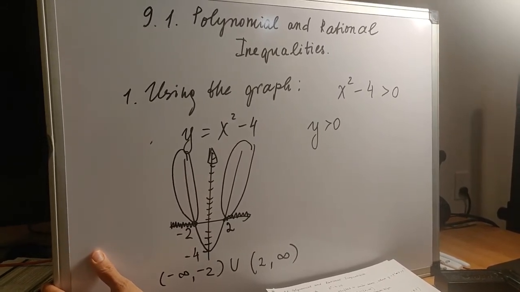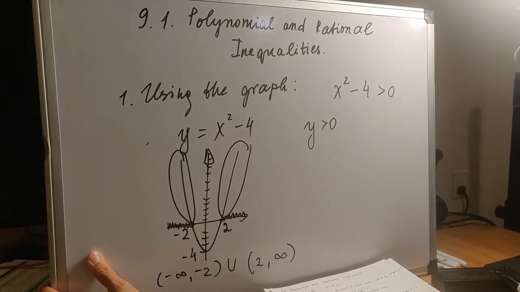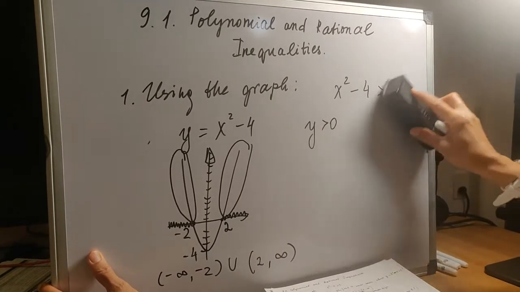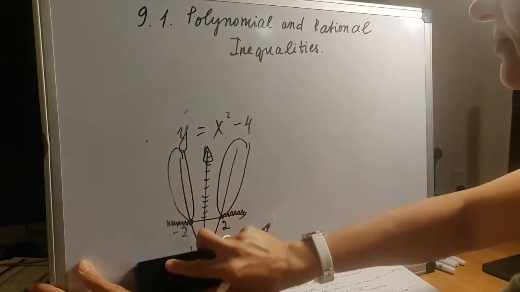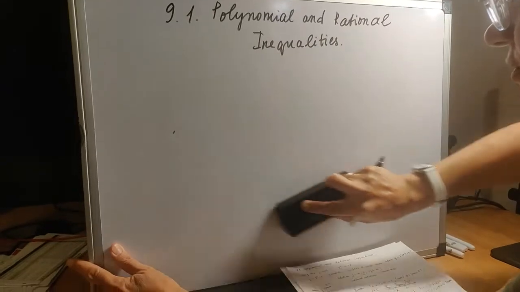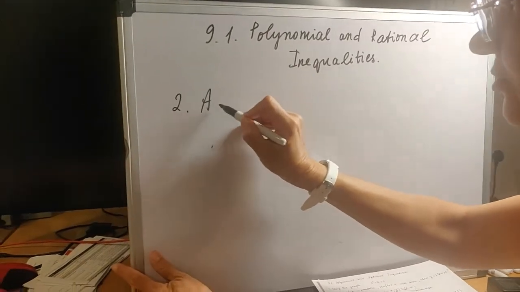The second way to solve the very same inequality is to use test points, and this is going to be the algebraic way to solve an inequality. Sometimes the algebraic way is a little bit better than the graphical way, because sometimes you just don't know how to graph the function, or graphing is too complicated. So way number 2, algebraically.